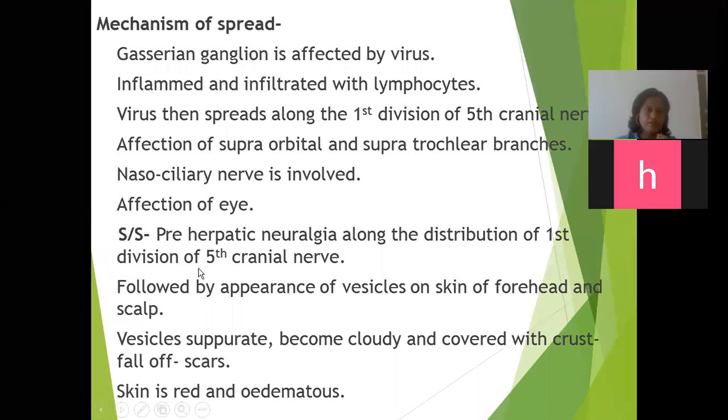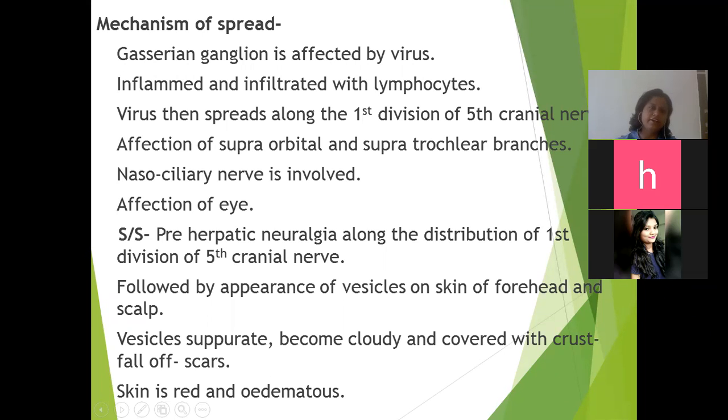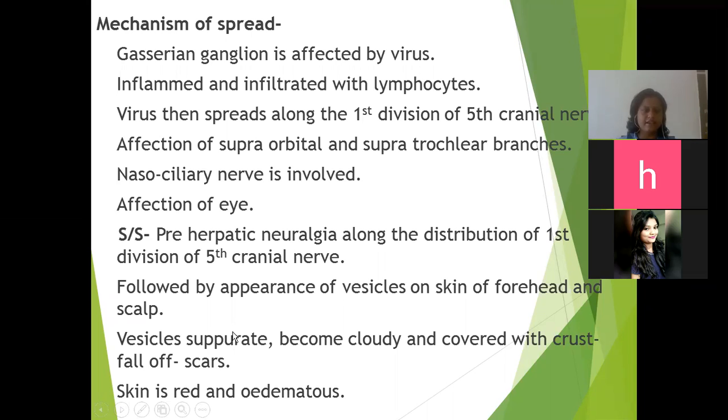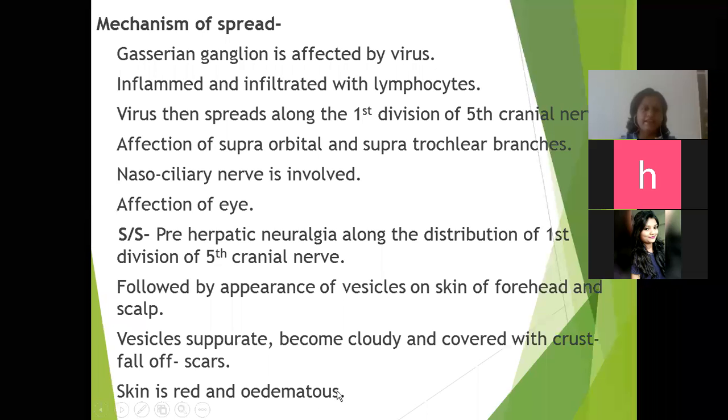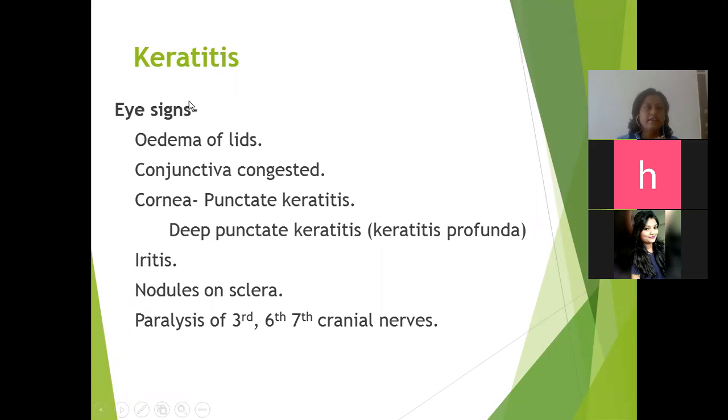The signs and symptoms shown in herpes zoster ophthalmicus are that there is a preherpetic neuralgia along the distribution of the first division of the fifth cranial nerve, followed by the appearance of vesicles on the skin of the forehead and scalp. The vesicles suppurate and become cloudy and covered with a crust that falls off and becomes a scar. So the skin is red and edematous. Then there is a keratitis. In these, the eye signs are edema of the lid.